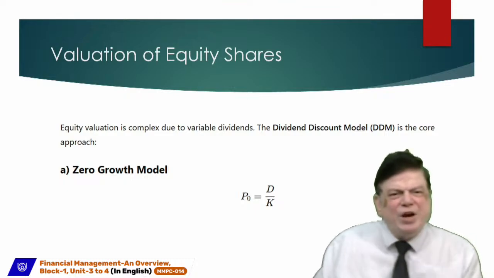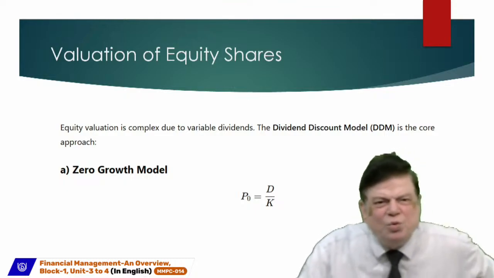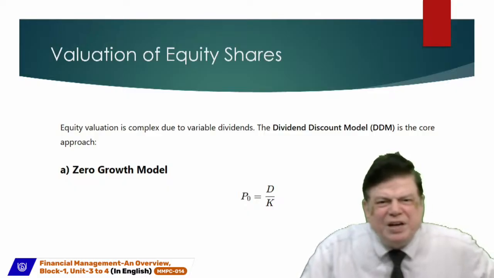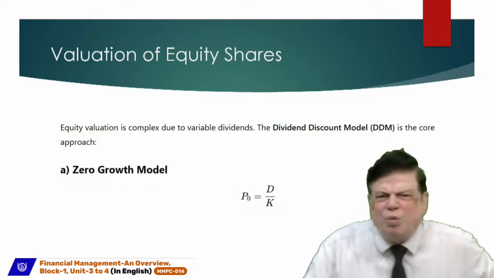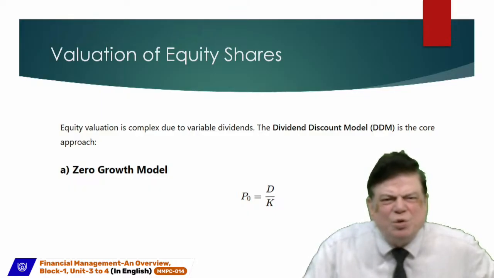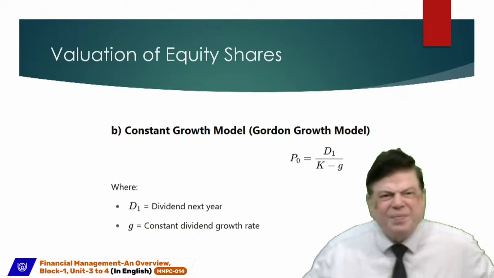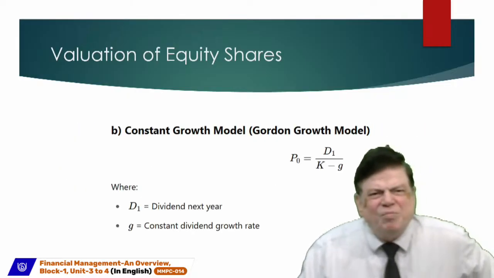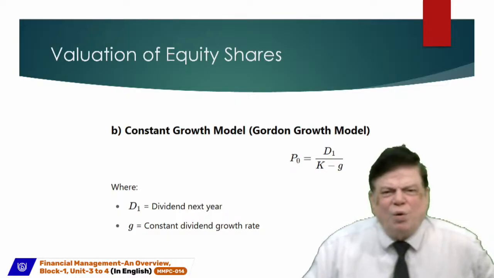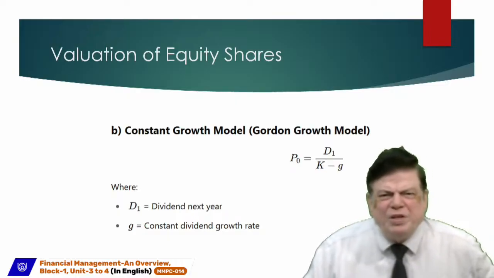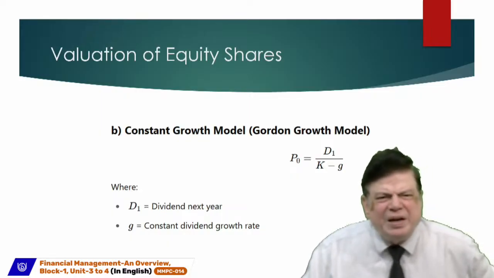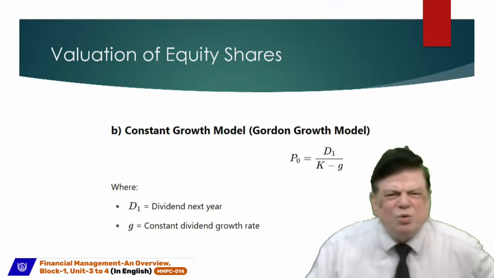Next, equity valuation is complex due to variable dividends. The dividend discount model is the core approach. Zero growth model: P0 is equal to D by K. Constant growth model, Gordon growth model: P0 is equal to D1 divided by K minus g, where D1 is the dividend next year and g is the constant dividend growth rate.